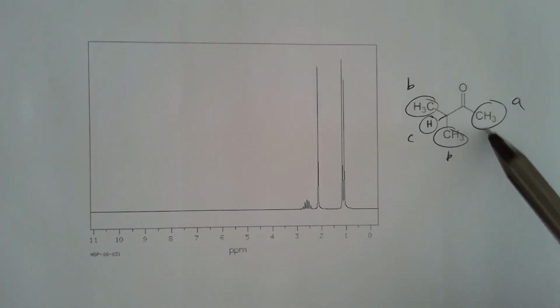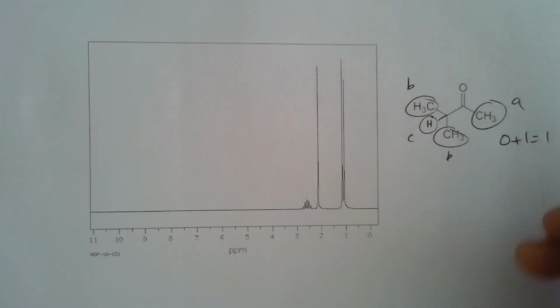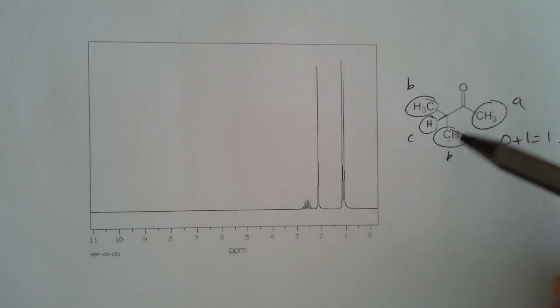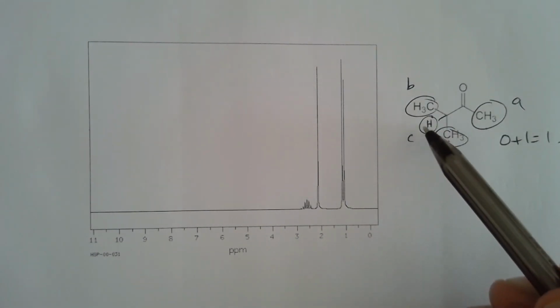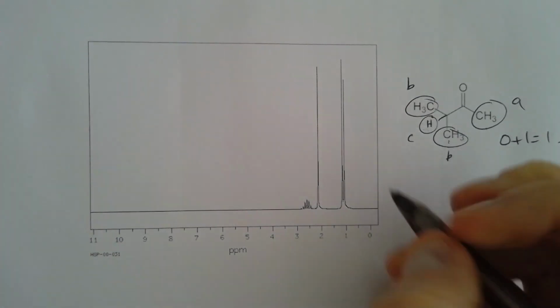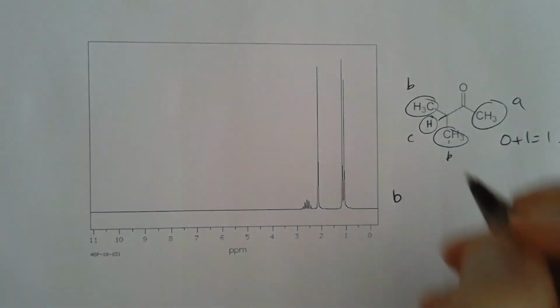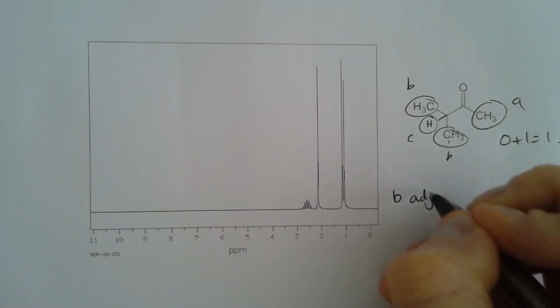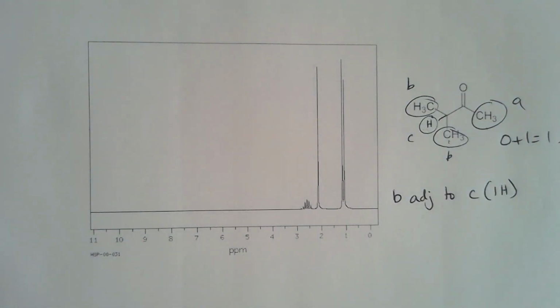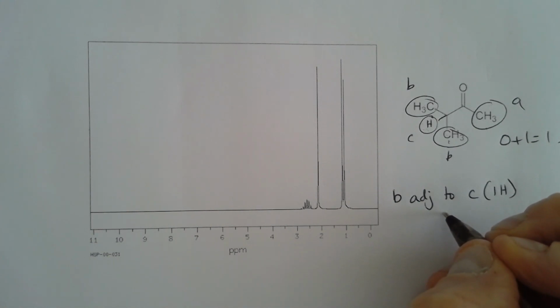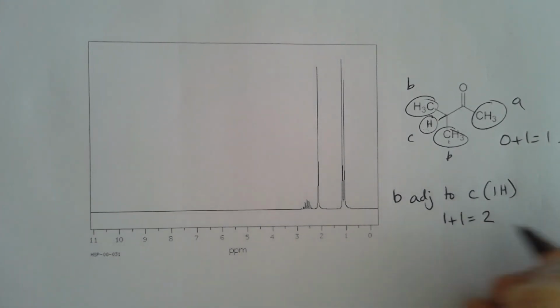Environment A is stuck out on its own. It's got no adjacent carbon atoms to it. So 0 plus 1, we're expecting to see that as a singlet. Environment B has only got 1 hydrogen, environment C, adjacent to it. So B, I'm going to write that down because it's a little bit clearer. So B is adjacent to environment C. Environment C is a 1 hydrogen environment, so we're expecting this to be 1 plus 1 equals 2, a doublet.